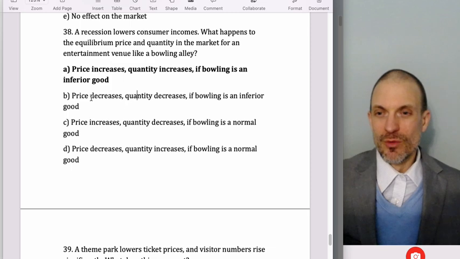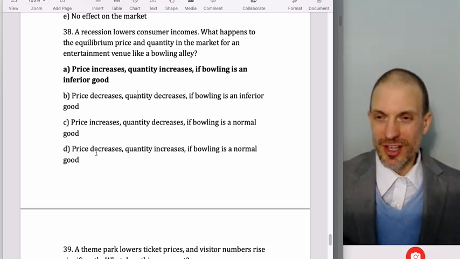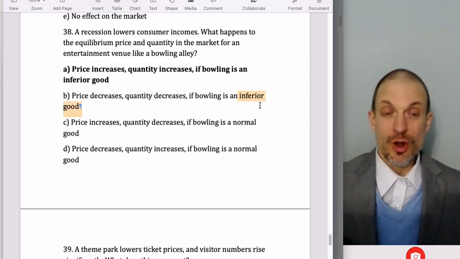Okay. The other one we have to watch is what if incomes fall, price decreases and quantity decreases? If bowling's an inferior good? Nope, this would be true. This would be another acceptable answer if I said here bowling is a normal good.